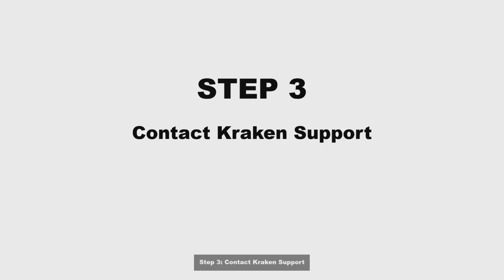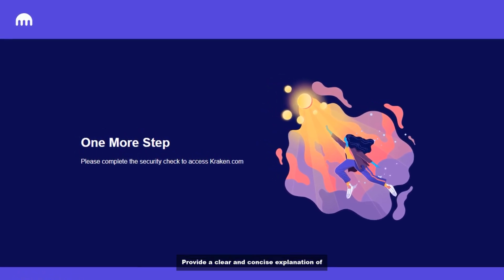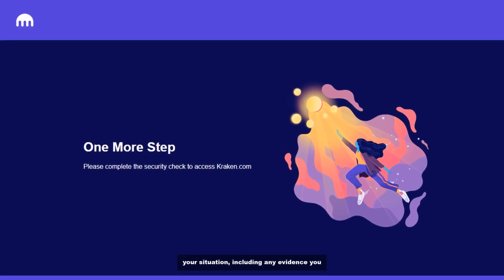Step 3. Contact Kraken support. Visit the Kraken support page and submit a ticket regarding your account restriction. Provide a clear and concise explanation of your situation, including any evidence you have gathered.